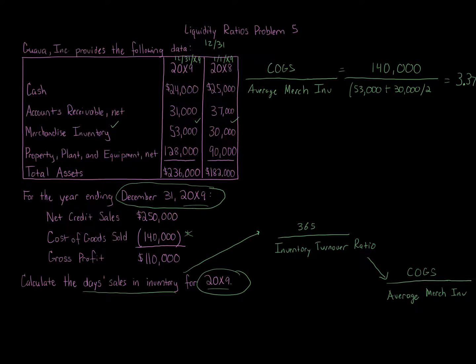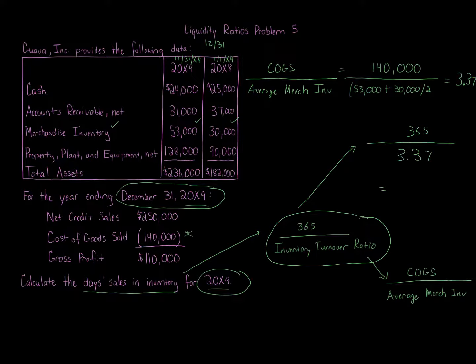The idea here is we now have our inventory turnover ratio. We now can determine the days sales in inventory. We use this formula right here, 365 over the inventory turnover ratio. We take that number, 365, because remember, this is a day, so we use 365 days. Divide that by 3.37. When you calculate that, you're going to get 108.31 days.